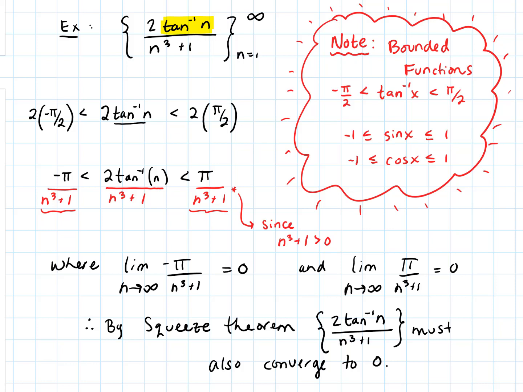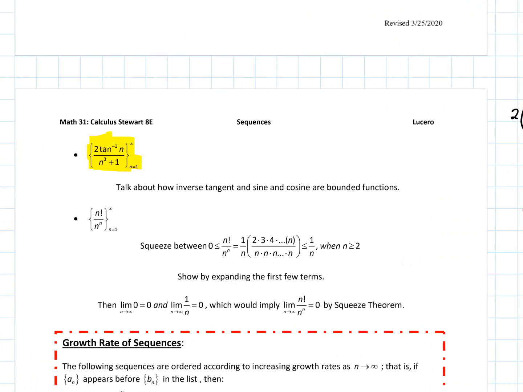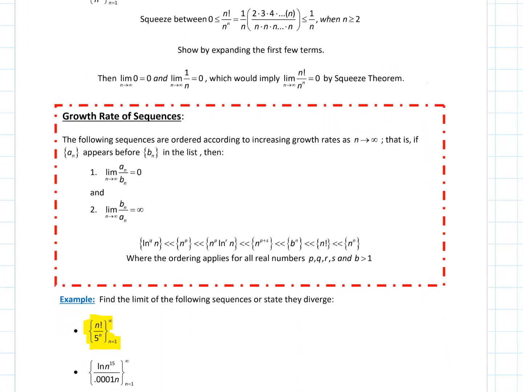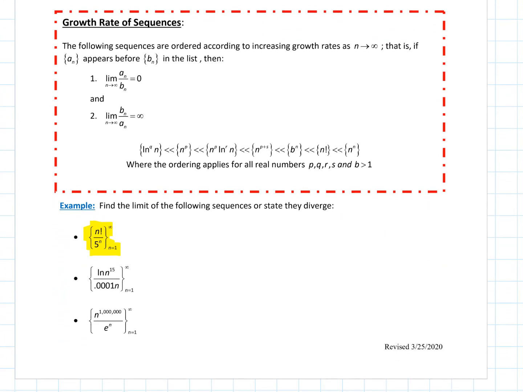I also want to talk about one other useful fact that comes up in this sequence section, and that is the growth rates of sequences. Now this growth rate of sequences chart and formulas is not actually given in the Stewart textbook. It was utilized in a textbook that we used to use previously, and I think it's fairly useful that I wanted to capture it here. I put it into the Canvas course as well, this actual chart.